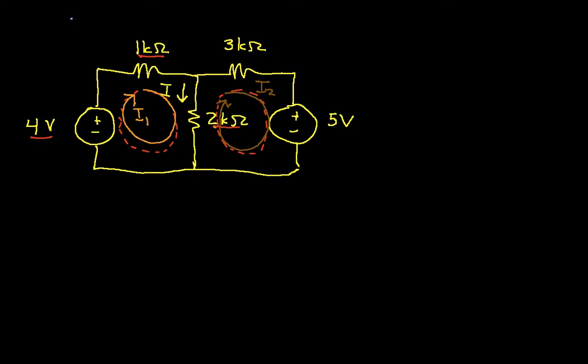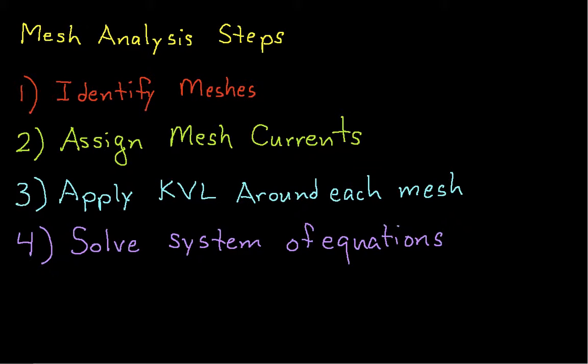Now, it's helpful to be consistent here and either assign all of your mesh currents to be clockwise or all of them to be counterclockwise. You can assign one to go clockwise and one to go counterclockwise, but it makes things a little bit more complicated. So I've just assigned all of the currents to go clockwise. So that's pretty much step 2. So we're already halfway done, and this hasn't been so bad, has it?